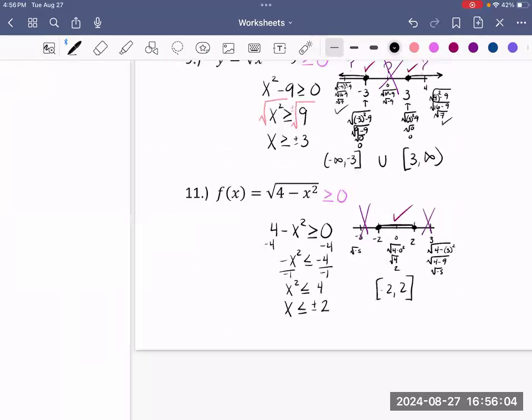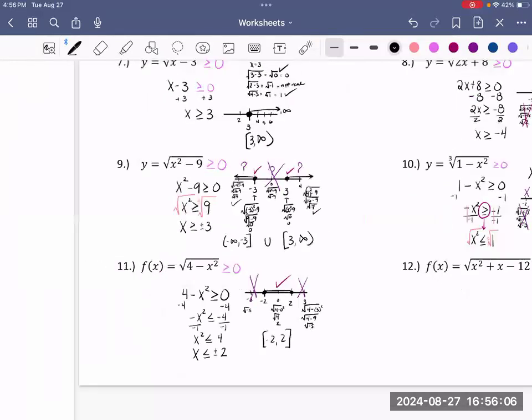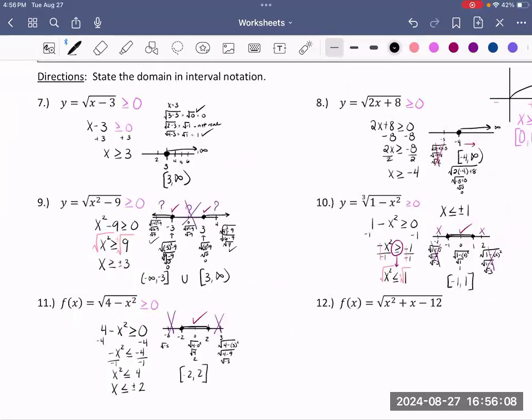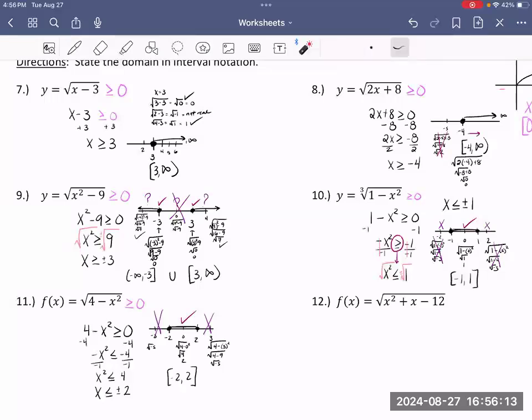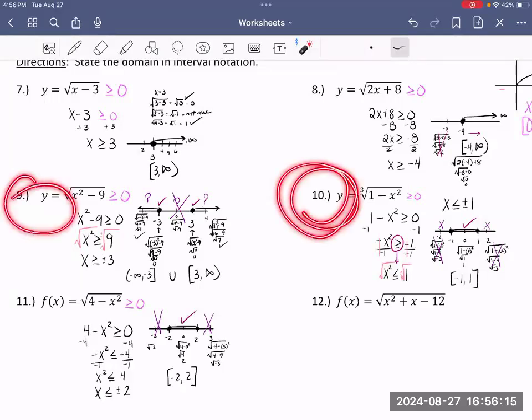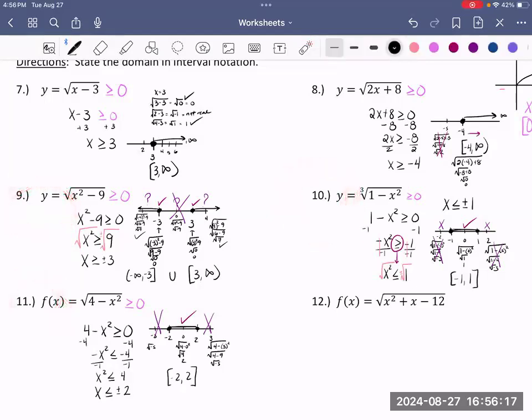Okay. So now we have that. Now let's go ahead and look at 12. So 12, we can use the same exact method with 10, 9, and 11. We can instead factor. So keep in mind, we can still factor. So let's take a look.